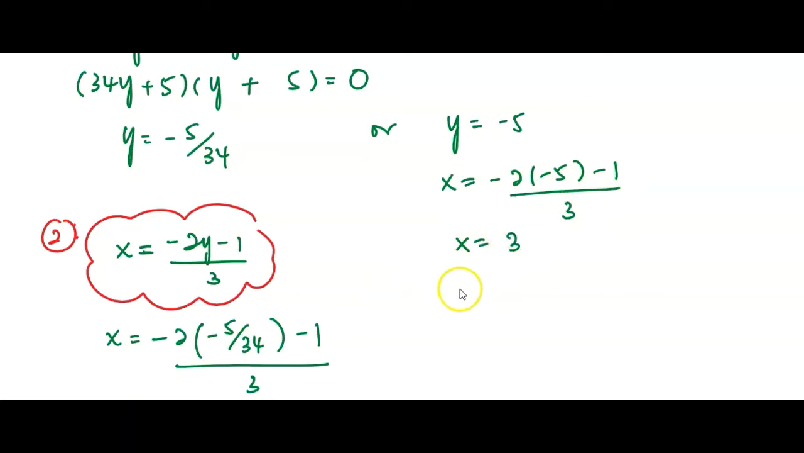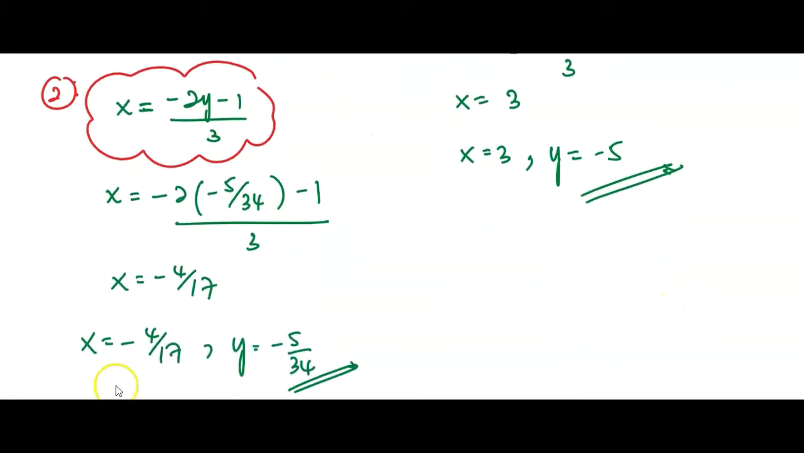We got x equals 3. Now we can say that the second set of the solution is x equals 3, y equals negative 5. This is our other set of solution.